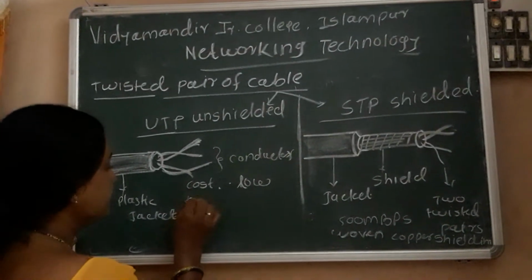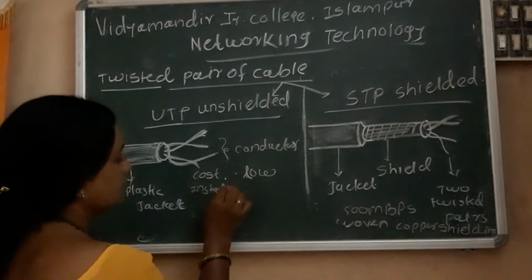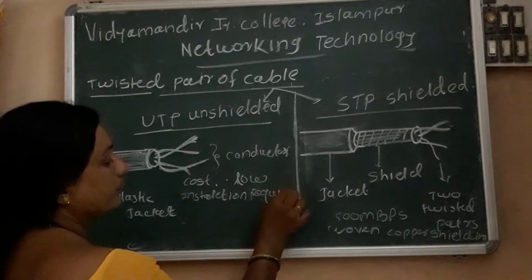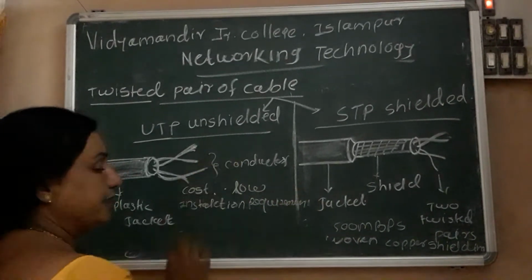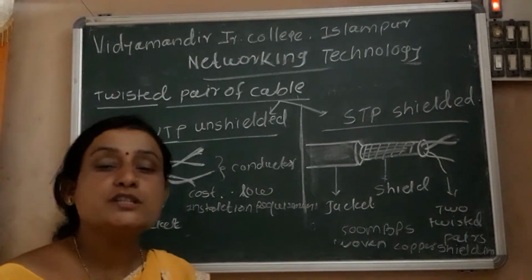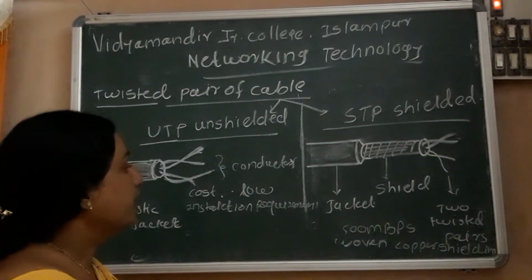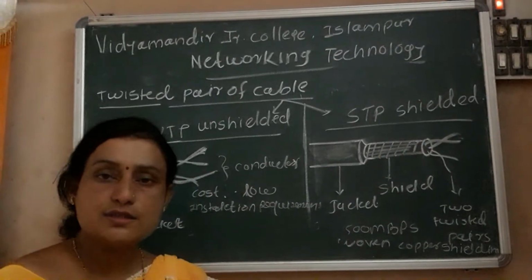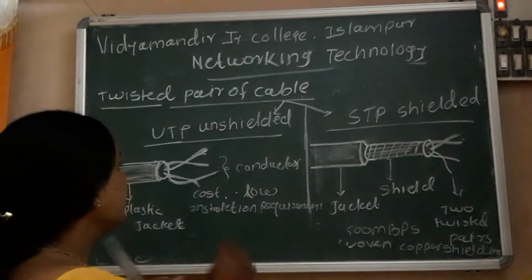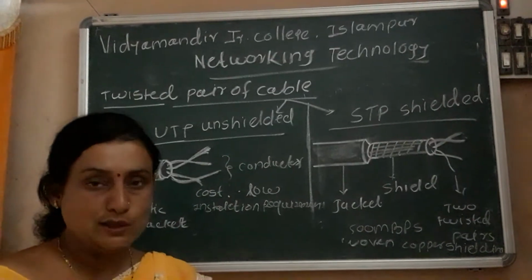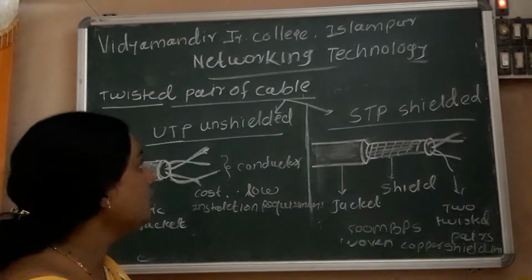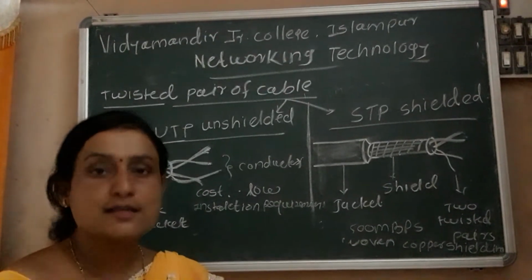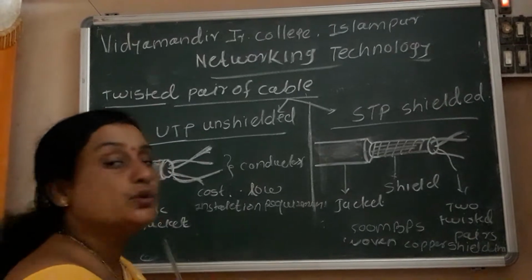Next one, installation requirement. Shield, so any connector cannot be used to install the networking using the UTP cable. The structure of the UTP cable is low, and the equipment required to install the networking using the UTP cable is low cost, so it is easy to install.